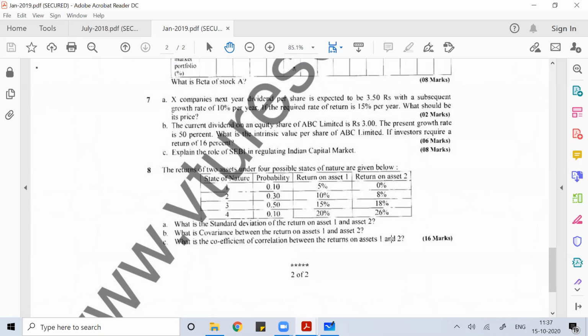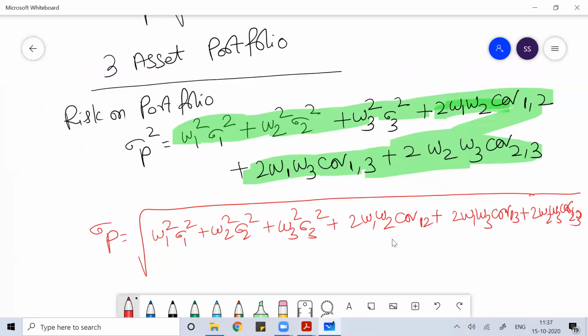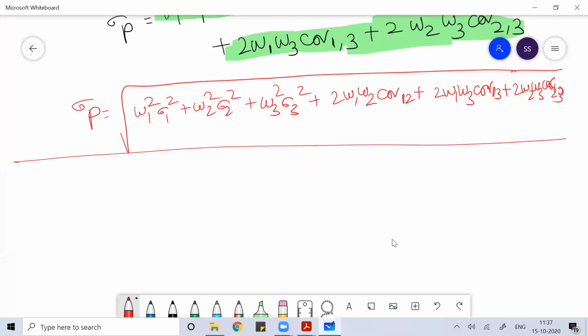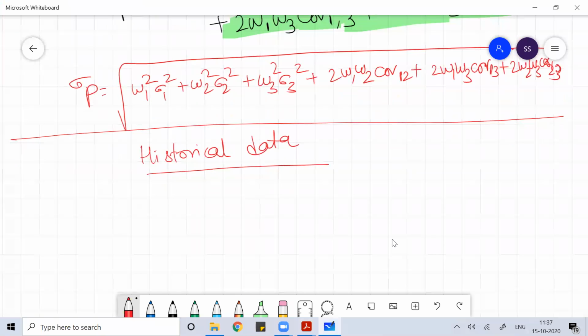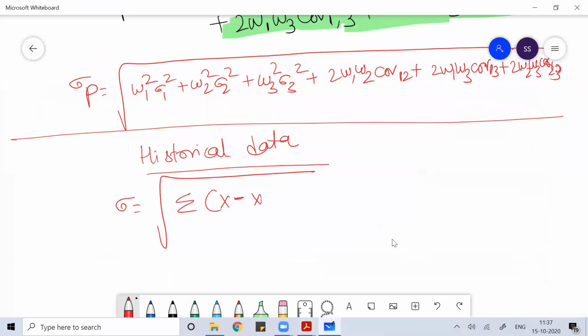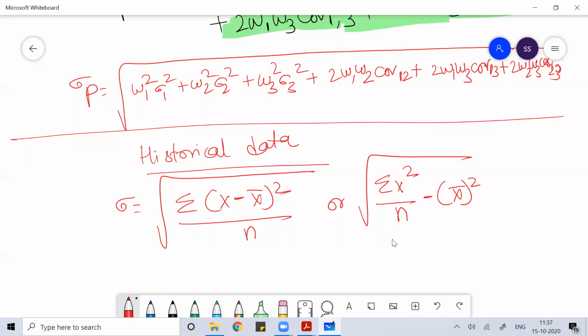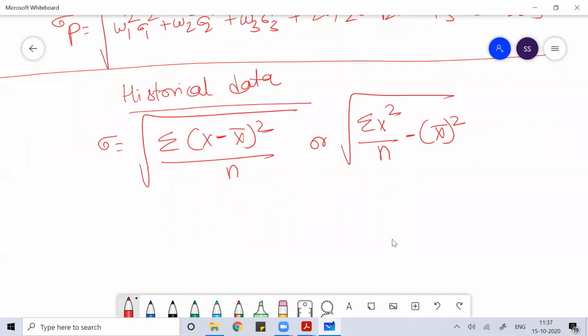I hope you remember that whenever historical data is given, if you want to calculate the standard deviation, the formula is the square root of summation of (x minus x bar) whole square by n, or the square root of summation of x square by n minus x bar square. You can use this formula for standard deviation when historical data is given.